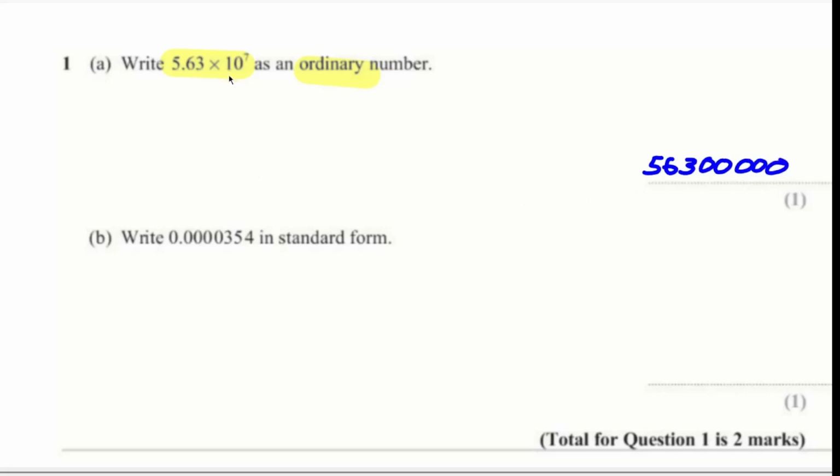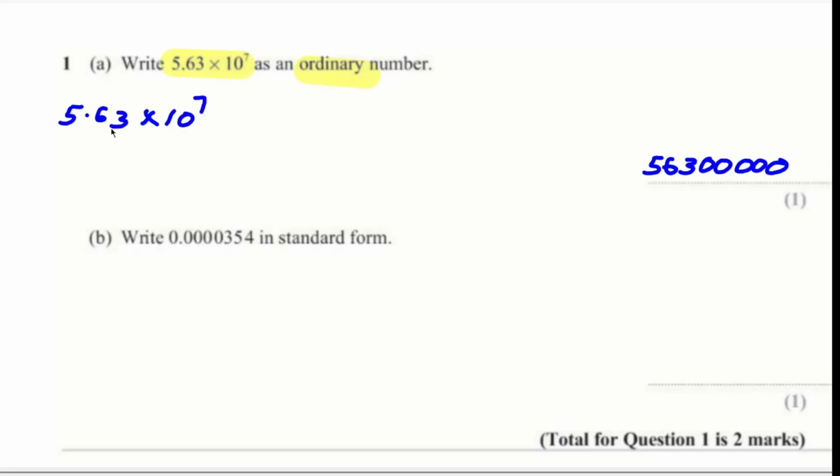Right, what if this power is huge? Still, you should know how to get it manually. In this case, 5.63 × 10^7. How do we split this one? How do we write it as an ordinary number?